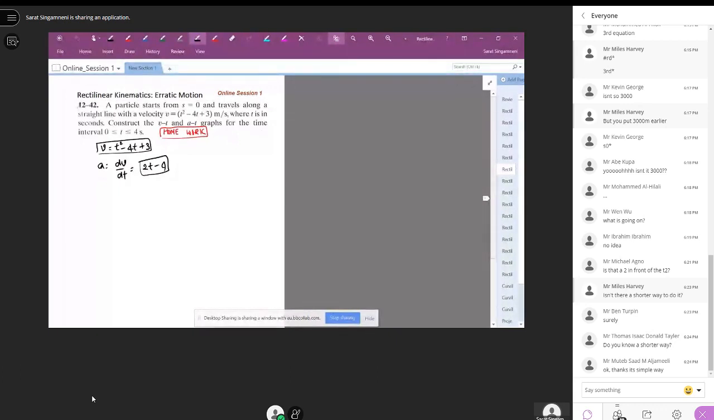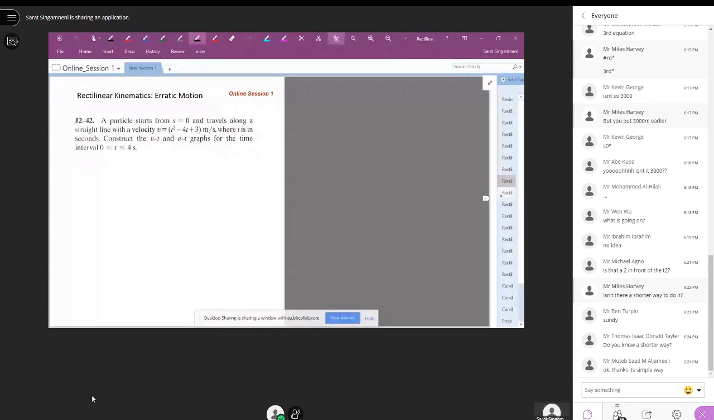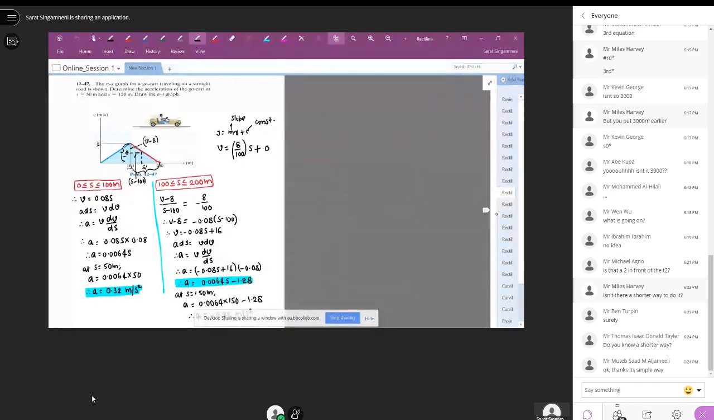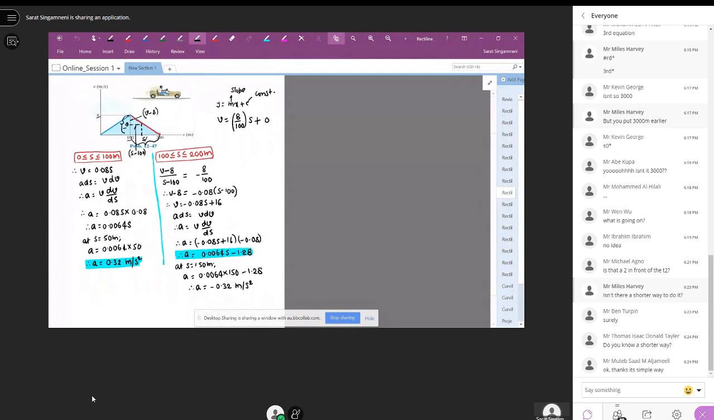So it's a simple problem. You can solve it, and I don't think you need any help here. And this one is also a simple problem. You can solve it, I will leave it with you. I solved this problem in the tutorial last night. If you have any questions in this, please let me know.